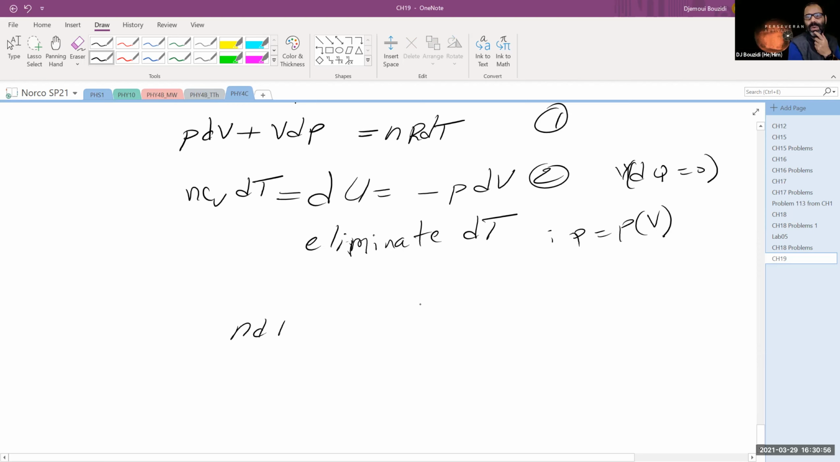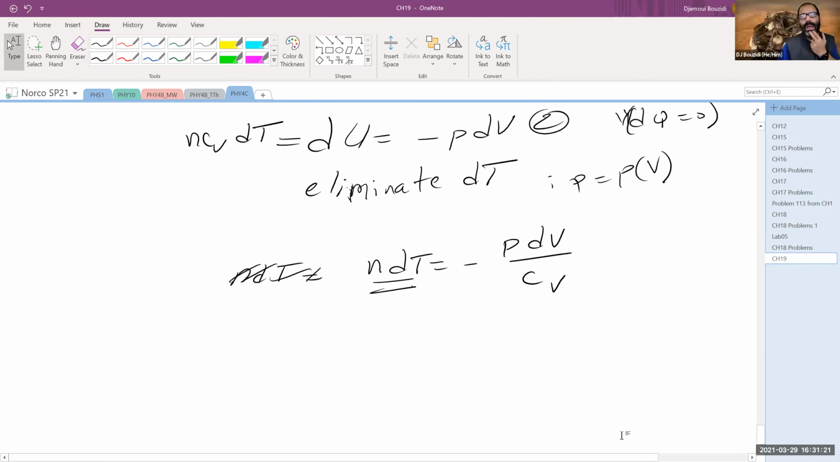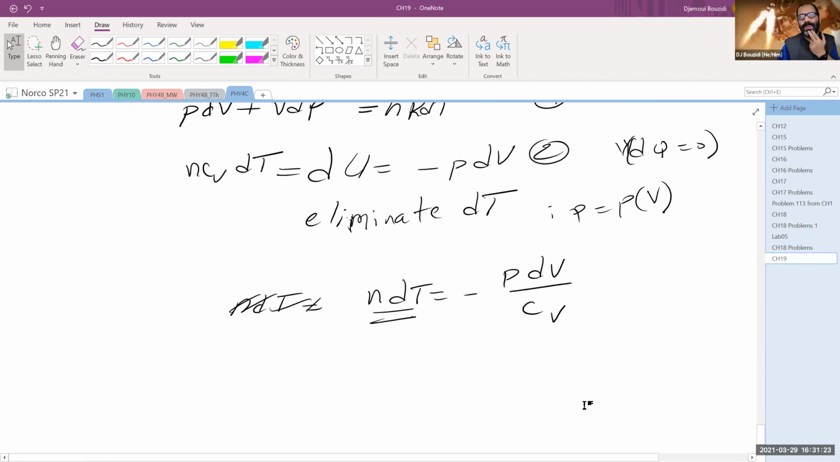ndT from that expression is going to simply be equal to, or use equation number 2 instead, it's easier. Okay, let's use equation number 2. I'm sorry about that. So let's do ndT from equation number 2 being minus P dV over Cv. So now we take this value and sub it in equation number 1. So when we do that, this is what we're going to end up with. And then we will not have dT at all in our expression.